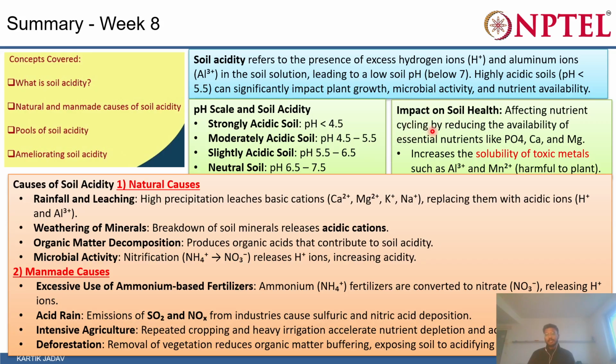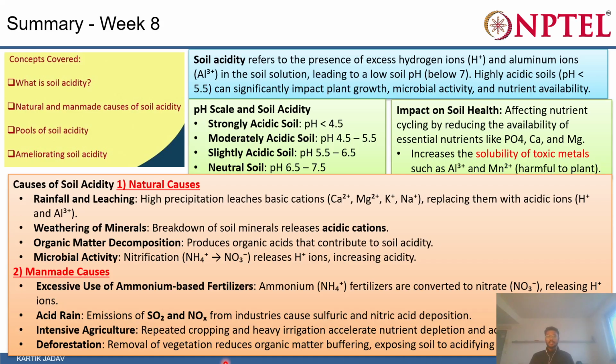Now, how is it impacting soil? It is affecting nutrient cycling by reducing the availability of essential nutrients like phosphate, calcium, and magnesium, right? You can see this, as I already highlighted, there is an increase in the solubility of toxic metals such as aluminum and manganese. So it is also harmful for the plant. Generally it fights with other essential nutrients.